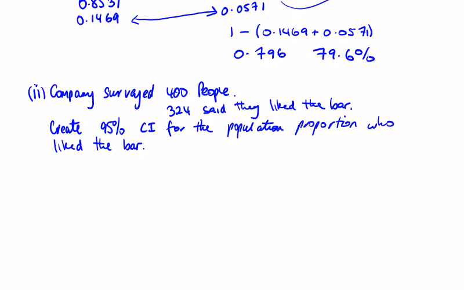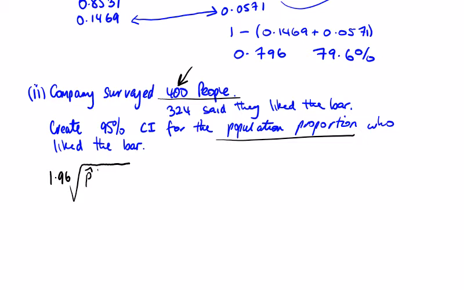Part 2 of this question is a population proportion question. And we can see that straight away. The company surveyed 400 people from the population of people who bought at least one chocolate bar. So we're taking a sample from the population. So this is your population proportion. And the formula for population proportion gives us the margin of error of the population proportion that like the bar.